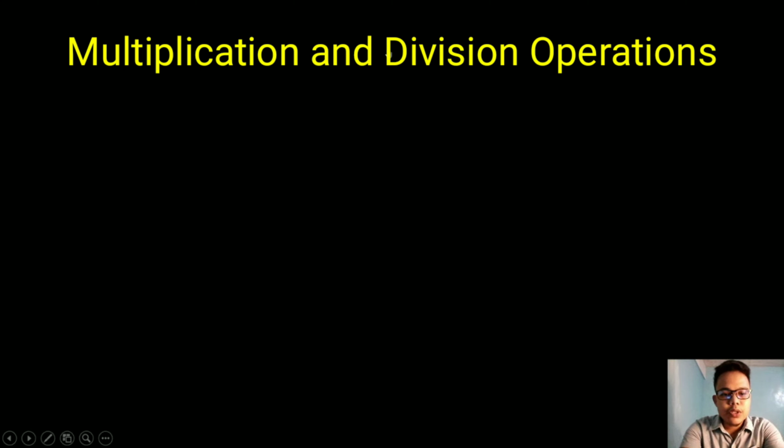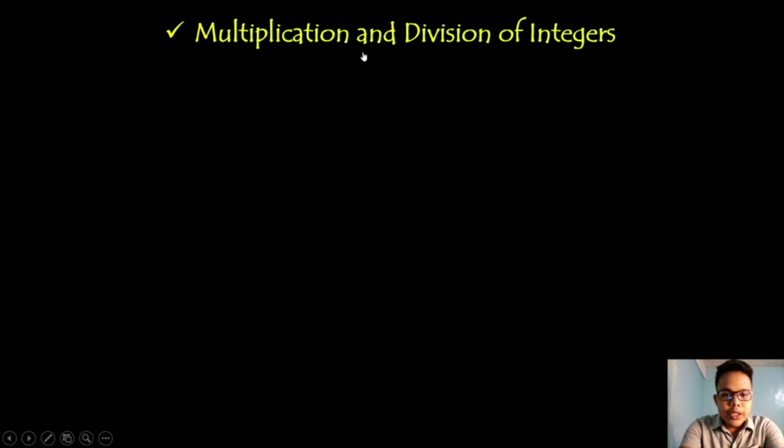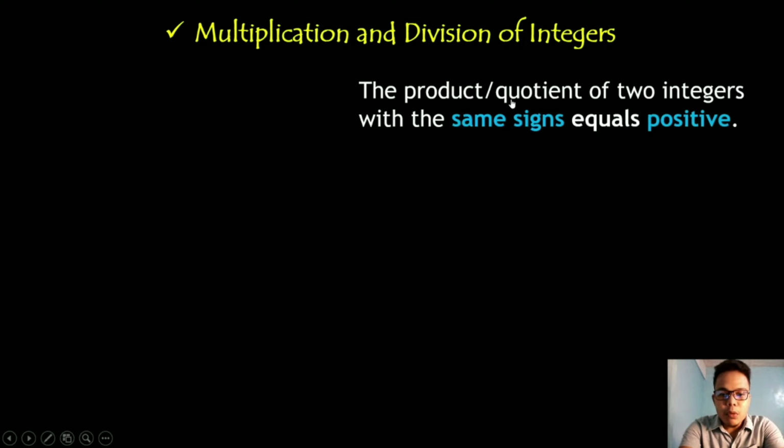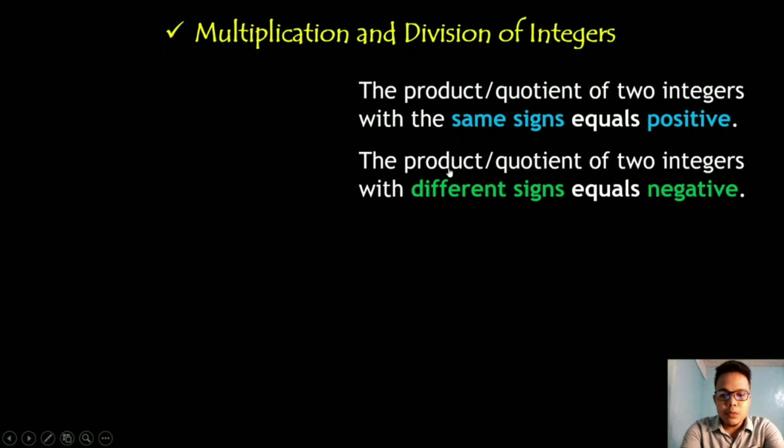At this point, we will start with the multiplication and division operations because working with the rules on multiplying and dividing integers are easier as compared to the rules on adding and subtracting integers. In multiplying and dividing integers, dalawang bagay lang po ang dapat nating tandaan. First, kapag nagmo-multiply o nagdi-divide tayo ng two integers with the same signs, the product or quotient is always positive. Second, kapag nagmo-multiply o nagdi-divide naman tayo ng two integers with different signs, the product or quotient is always negative.